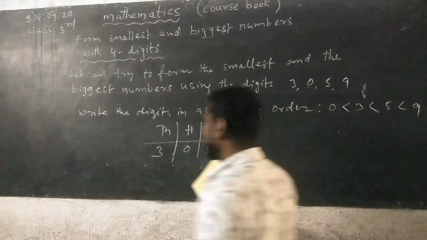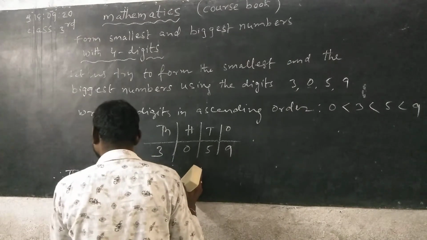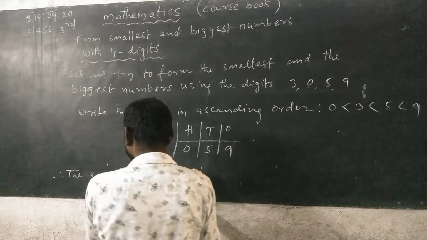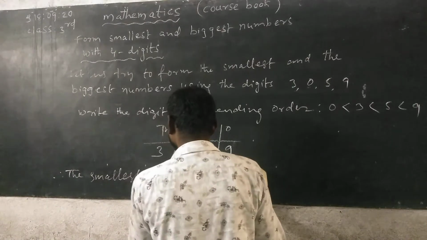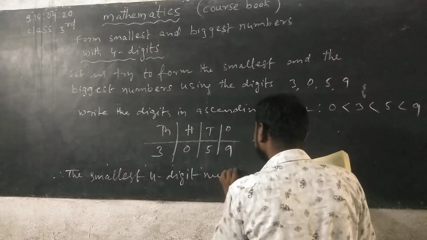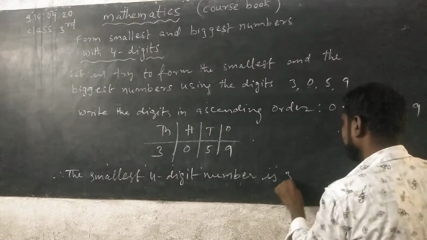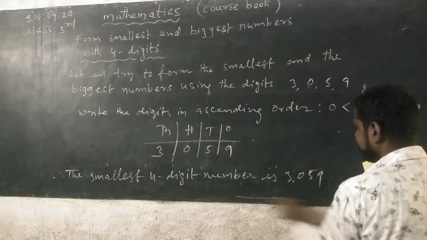Then the smallest, therefore smallest 4-digit number is 3059.